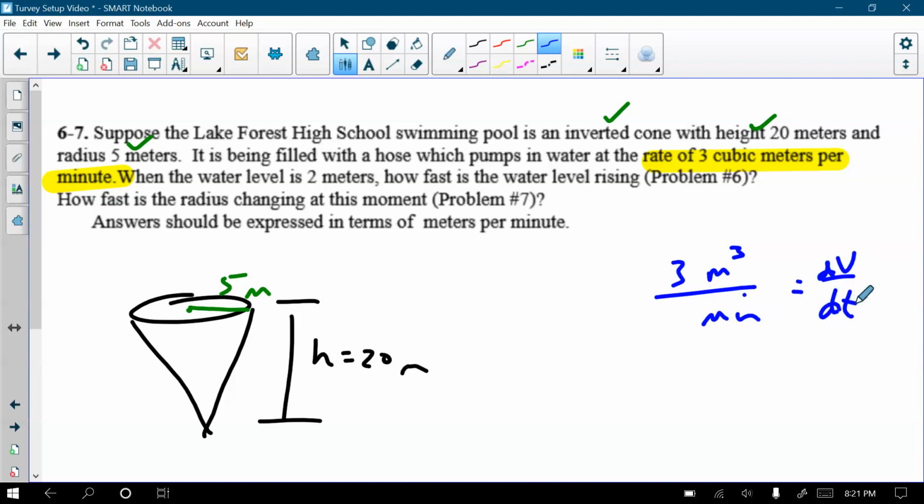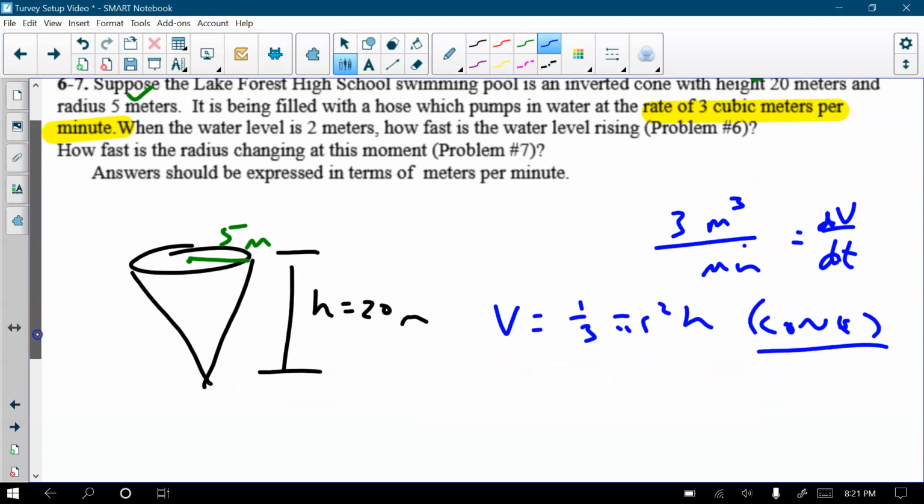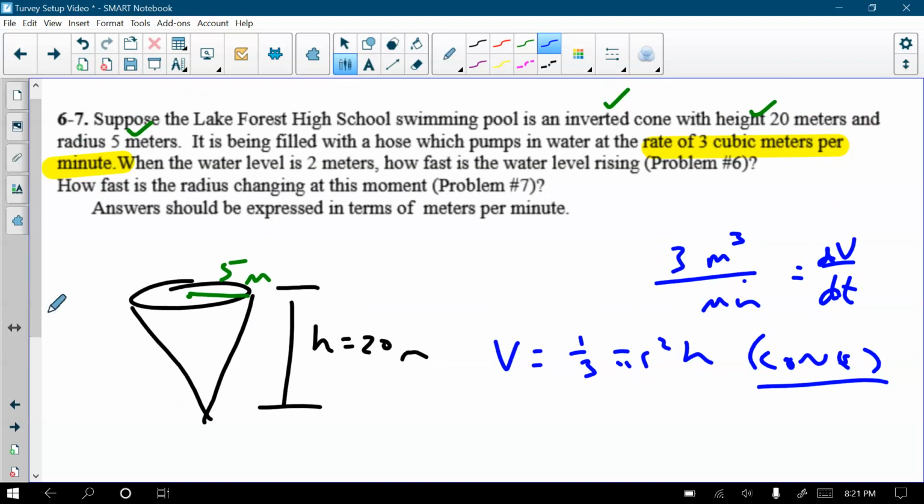Okay, if I'm talking about dV/dt, I need volume. My volume is 1/3 pi r squared h. That's my volume for a cone. Are we giving you formula sheets? Absolutely not, so you should know that. Volume is 1/3 pi r squared h.